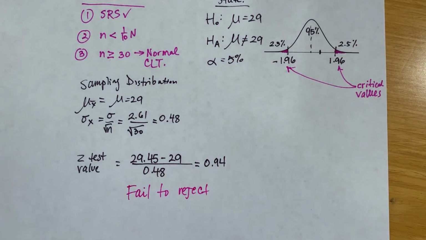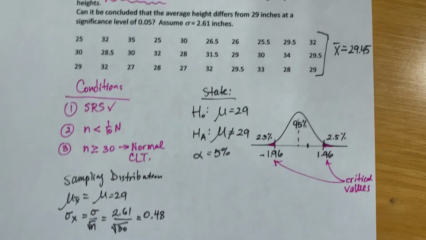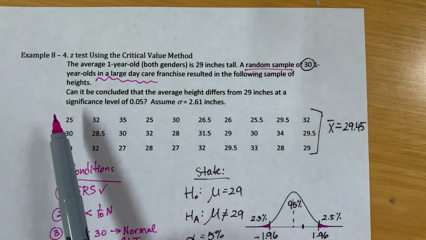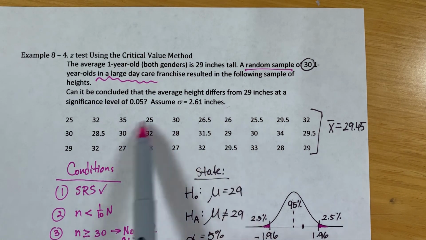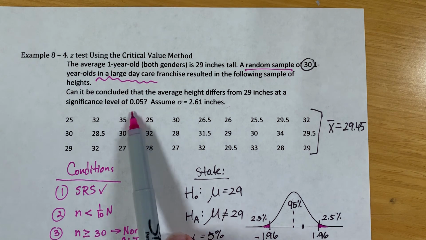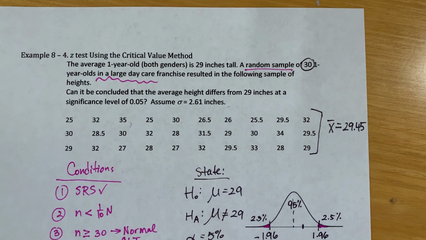And that's my decision. Step 4, reject or fail to reject. And step 5 is simply summarize. So let's look at my question. Can it be concluded that the average height differs from 29 inches at the significance level of 5%? Well, I just got a fail to reject. So no, it doesn't differ. Or the most appropriate way to summarize it is going to be, we do not have significant evidence that it differs. Okay, so I'm failing to reject because I do not have significant evidence.